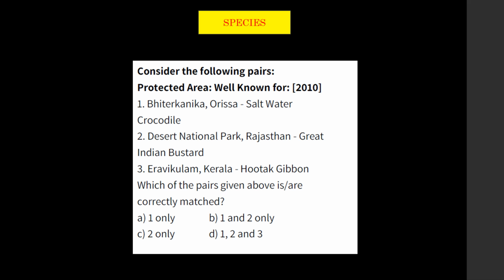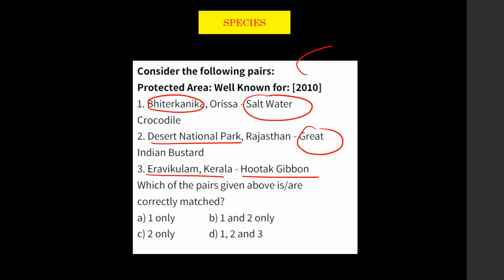Next, you can see species. Okay, they will give you a protected area and they will give you the species. You see, salt water crocodile, which was asked. Next, you can see great Indian bustard, great Indian bustard. Then you can see hoolock gibbon, Eravikulam National Park. Okay, so for important species like this, particularly prepare the endangered species and where they are found in India.